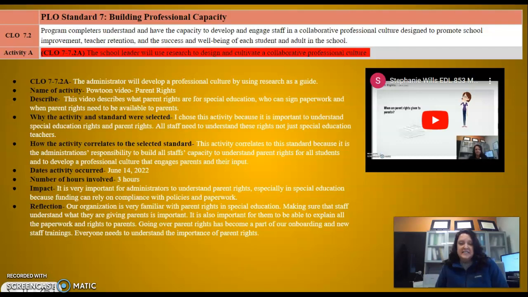Making sure that staff understands what they're giving parents is important. It is also important for them to be able to explain all the paperwork and the rights to parents. Going over parent rights has become a part of our onboarding and new staff training. Everyone needs to understand the importance of parent rights and how to communicate those parent rights to the parents.